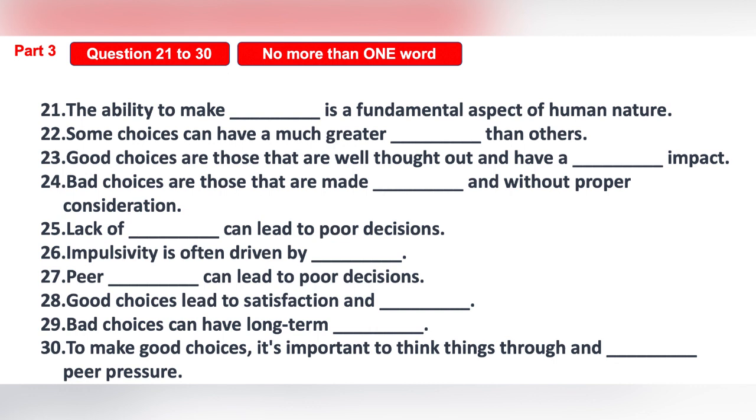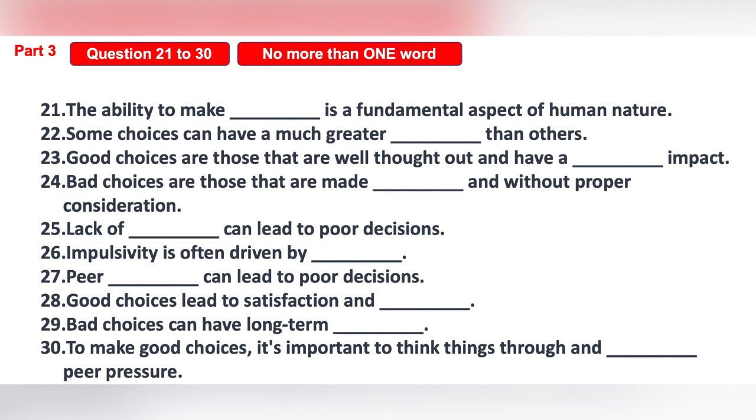Good choices are those that are well thought out and have a positive impact on the individual and those around them. They are based on sound reasoning, consideration of the potential consequences, and a clear understanding of one's values and goals. Good choices can lead to a sense of satisfaction and fulfillment, and can help individuals to achieve their goals and live a happy and successful life.